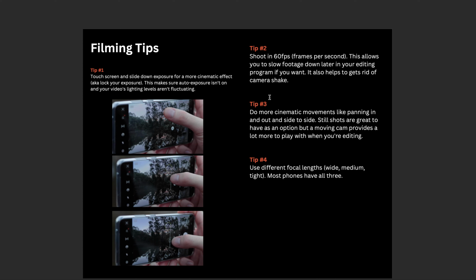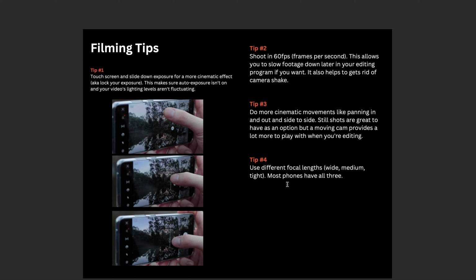Number 3, do more cinematic movements like panning in and out, side to side. Still shots are also a great option, but moving the camera provides a lot more to play with when you're editing. You want to hold the camera stable and then slowly slide to the side, slowly push in and out. And when I say still shots are great, you really want to make sure your hand is nice and steady. And I believe I'm going to talk about that a little later.